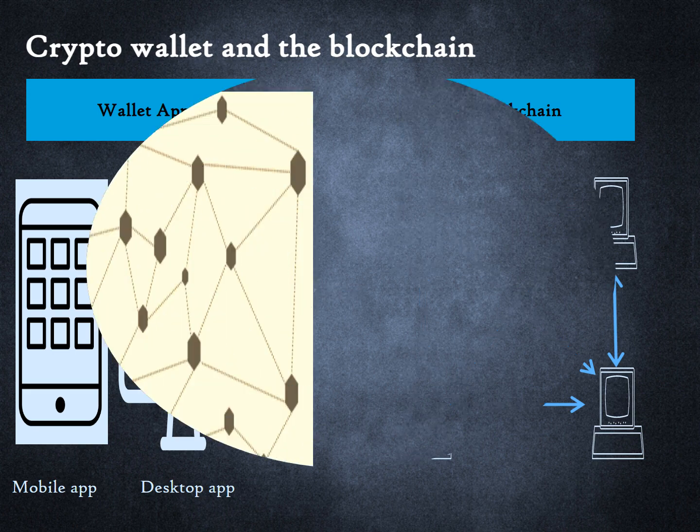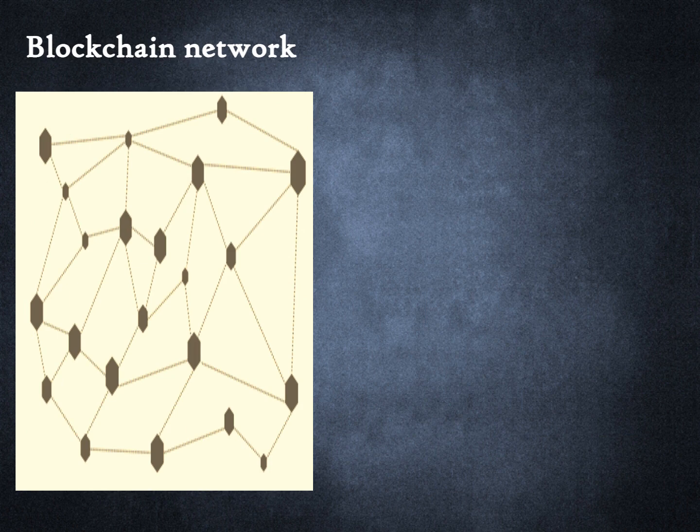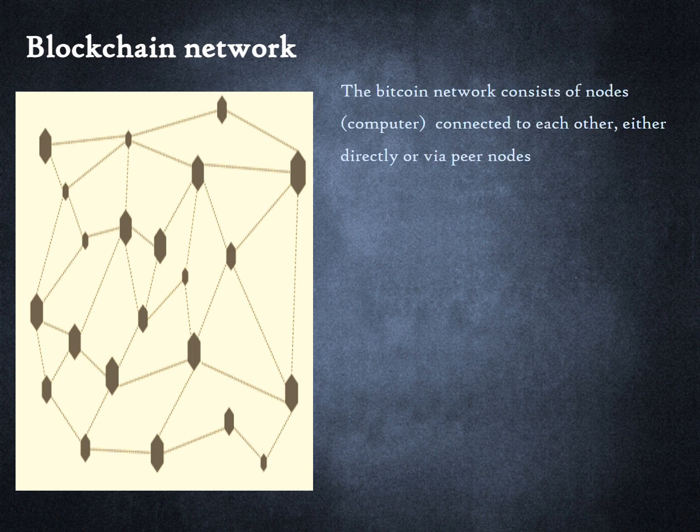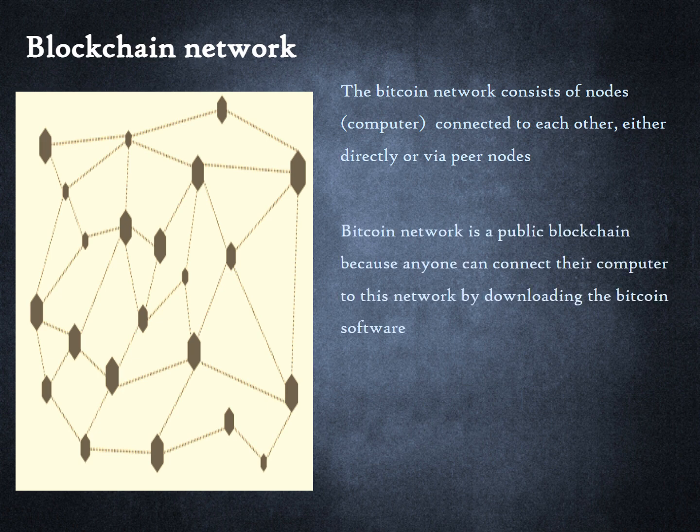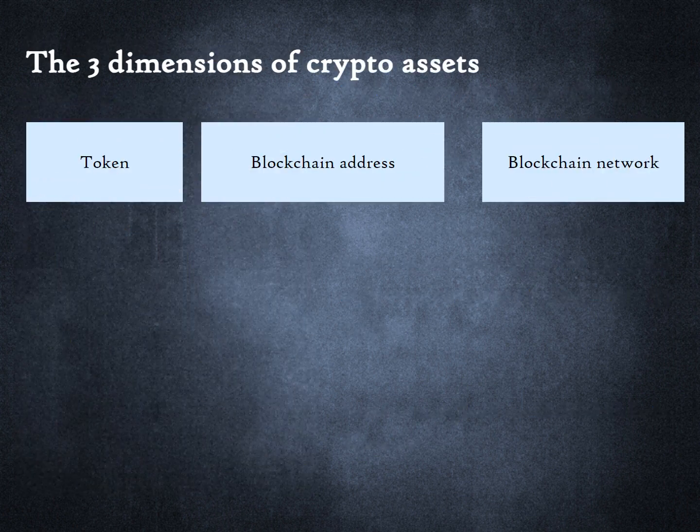At this point, we will revisit the concept of the blockchain network. We discussed earlier that the Bitcoin network consists of nodes or computers connected to each other, either directly or via peer nodes. The Bitcoin network is known as a public blockchain because anyone can connect their computer to this network by downloading the Bitcoin software. However, Bitcoin is not the only public blockchain. Another example of a public blockchain is Ethereum. We can now revisit the 3 dimensions of crypto assets and how they apply to cryptocurrencies.